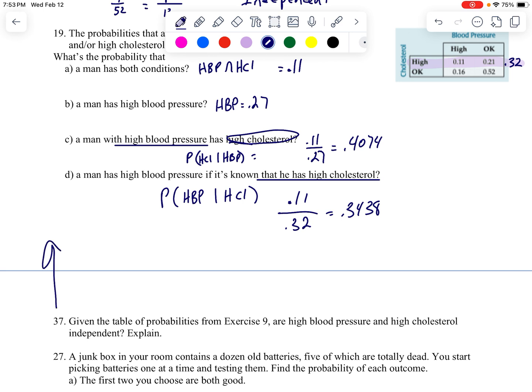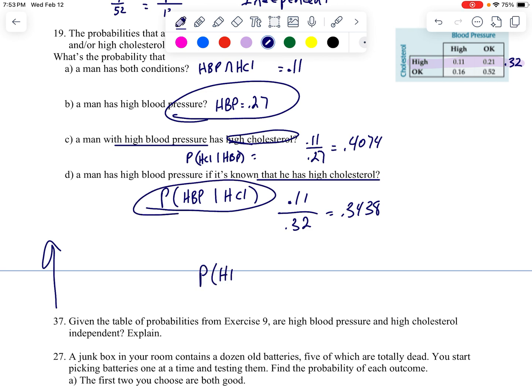Given the table properties from exercise 9, again, this was actually supposed to be up here, unfortunately. So we're going to cram this here in the gap. It doesn't work out very nice. And so we are going to end up with, are they independent? So I am going to take previously calculated values. I have the probability of high blood pressure right here, and I have high blood pressure given high cholesterol there, so I'm just going to steal those two. I'm going to compare the probability of high blood pressure, and see if that's equal to the probability of high blood pressure given that we have high cholesterol.